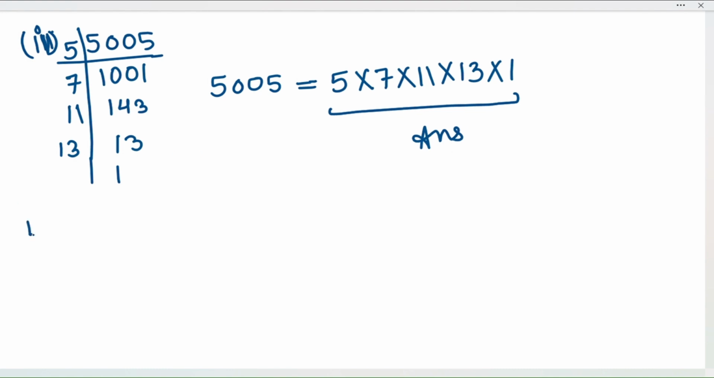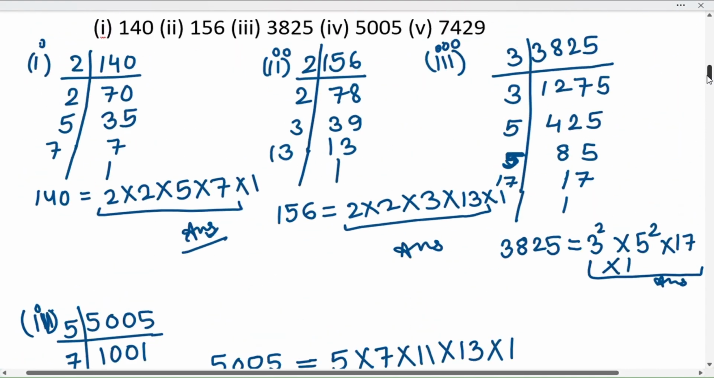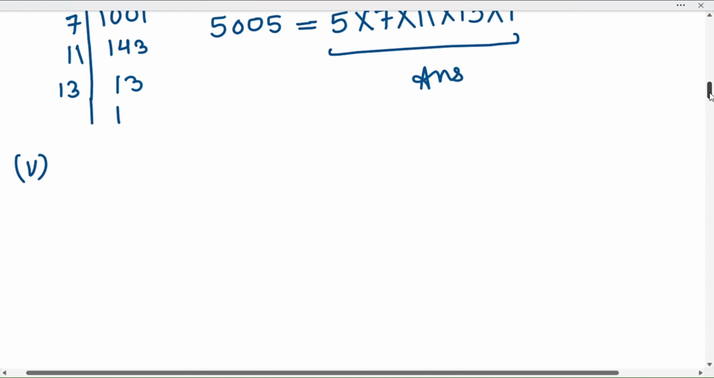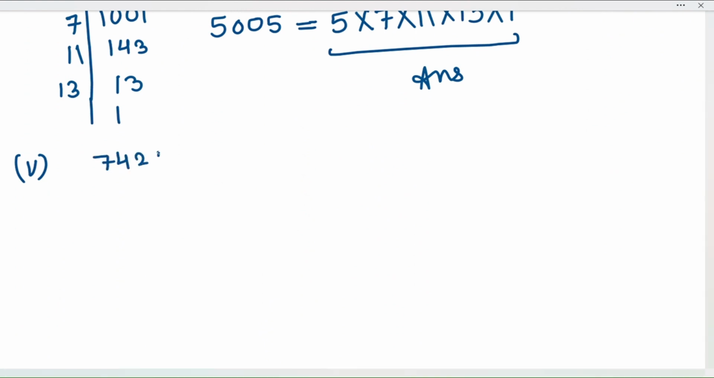Okay, moving to the next. Let's check the question. It's 7429. Not divisible by 2, not divisible by 3, not divisible by 5, not by 7. By checking it further, I can say that this is divisible by 17.